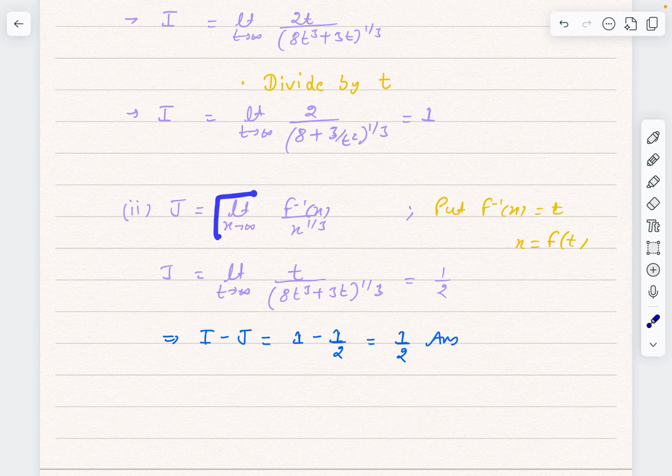The limit as x tends to infinity of f inverse x by x power 1 by 3. Put f inverse x as t, so x will be f of t. When x is infinity, t will also be infinity. Now we get t over (8t cube plus 3t) power 1 by 3. Again you will divide by t. Now the numerator will be 1, the denominator will be 2, you get 1 by 2. So I minus j will be 1 by 2. I hope it makes sense to all of you guys. Next.